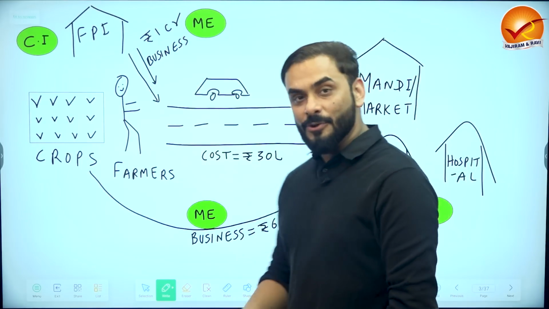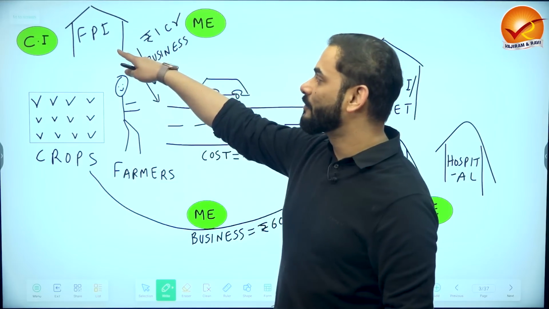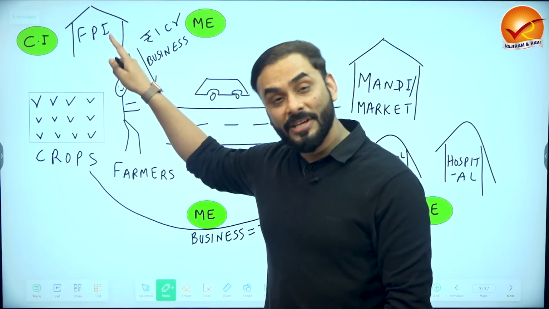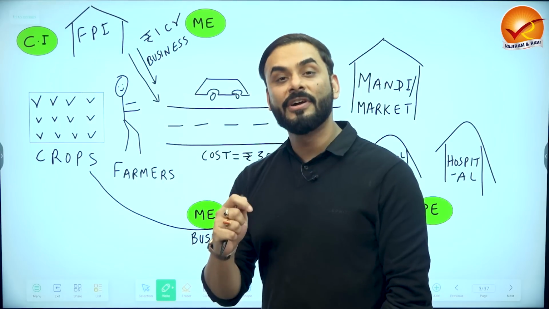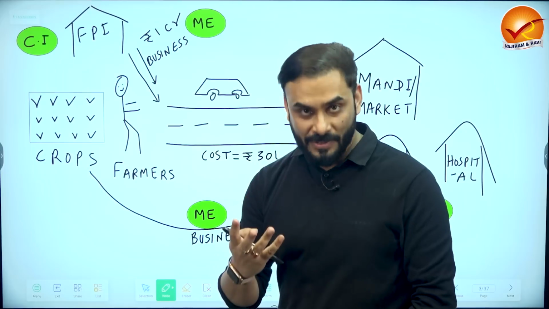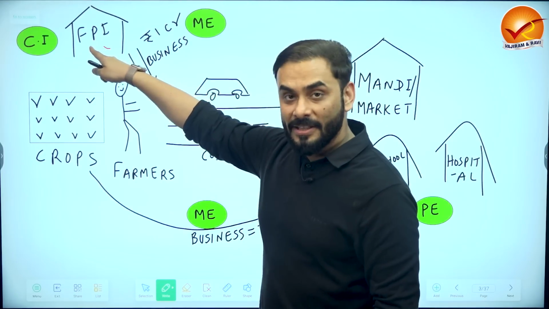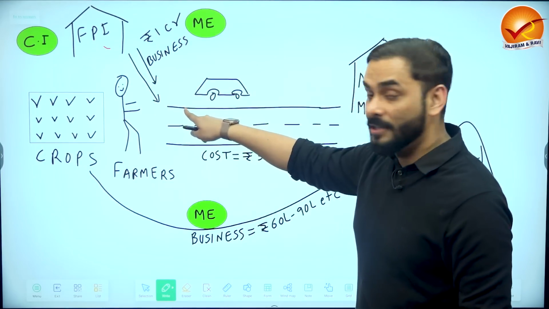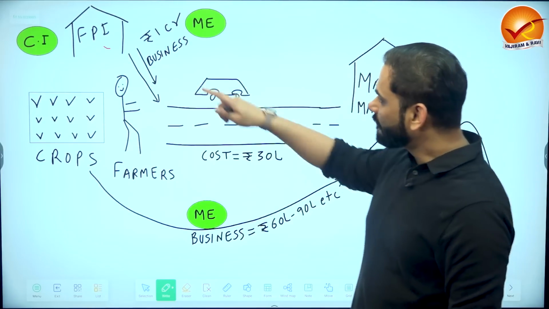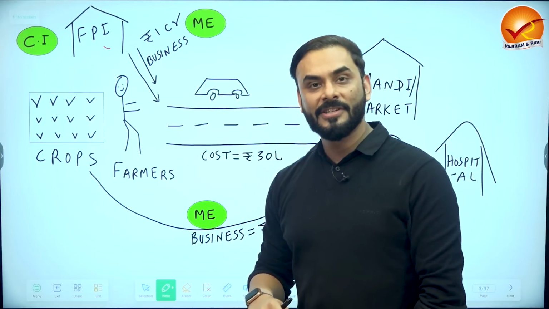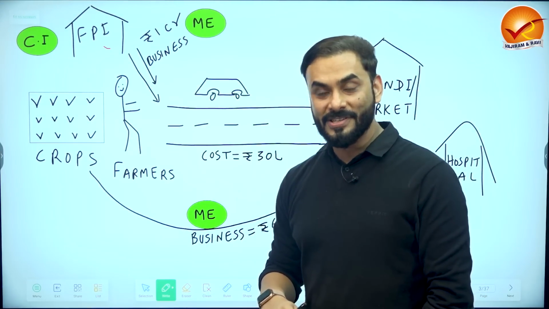Now, looking at this road, a food processing industry also comes here. This food processing industry is taking crops from the farmer and converting, for example, potatoes into potato chips, right? And then they are transporting those potato chips using this road to the local market, isn't it? So what is the business generated by this potato chips company, the food processing industry?